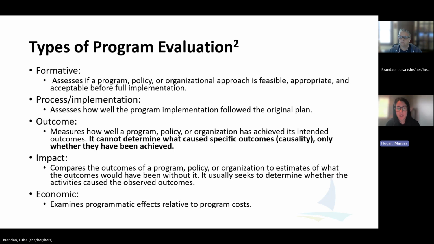And then outcome evaluation measures how well a program, policy, or organization has achieved its intended outcomes. So this is understanding, okay, we said we were going to do these activities, we implemented them. Did implementing these activities help us reach that outcome or overall goal that we set? And one thing to note with outcome evaluation is it cannot determine what caused the specific outcomes, only whether or not the outcome was achieved.